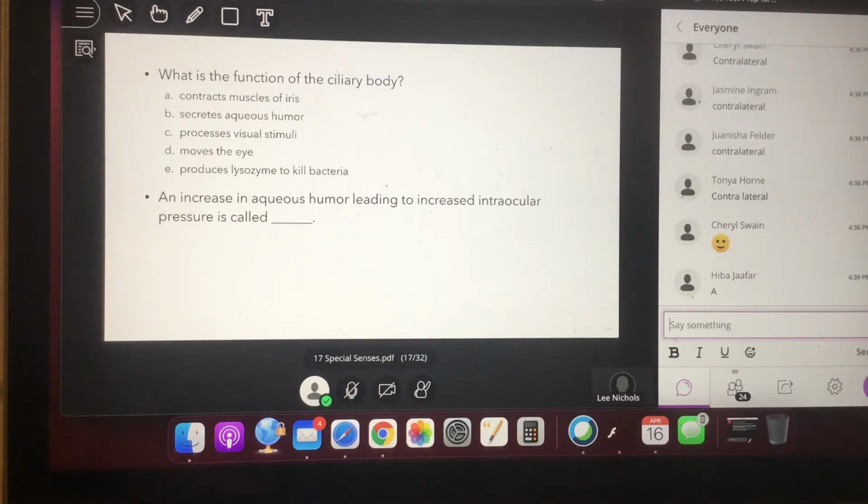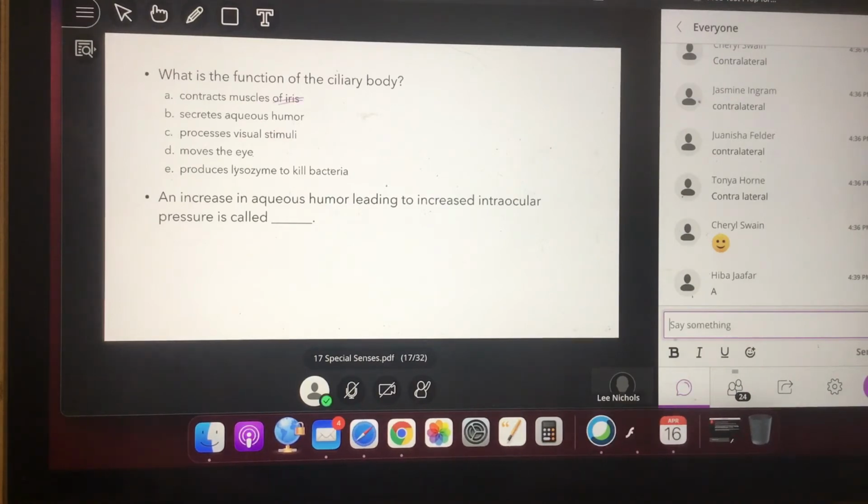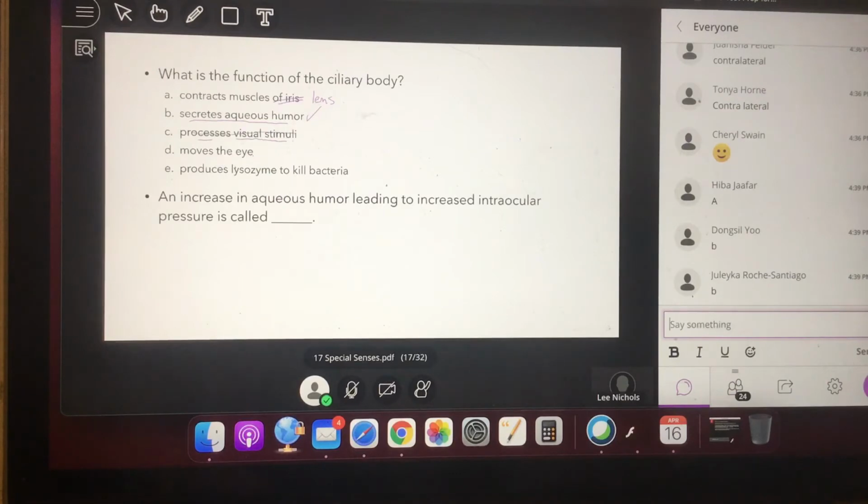The ciliary muscles contract the muscles of the iris. No, they contract the lens. The ciliary body does have ciliary processes that secrete aqueous humor. Yes, that's a good one. Process visual stimuli. No, those are the photoreceptors of the retina. Definitely not. Moving the eye. No, that's external muscles called the extrinsic eye muscles. Nope. Lysozyme to kill bacteria. No, that's the lacrimal apparatus.